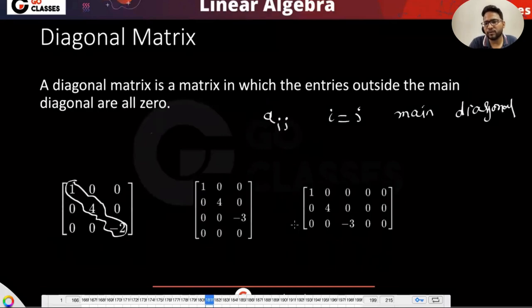A diagonal matrix could also be non-square, maybe a rectangular matrix, but apart from the diagonal entries, everything should be zeros. For the diagonal entries, you can have anything. Diagonal entries could also be zero. But apart from the diagonal entries, you should have zeros.